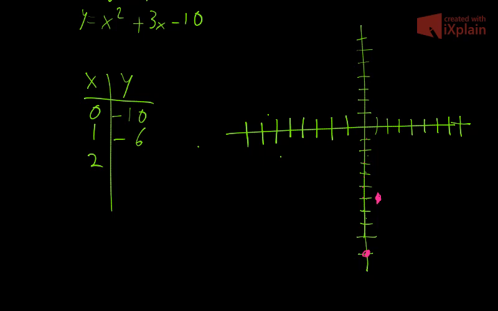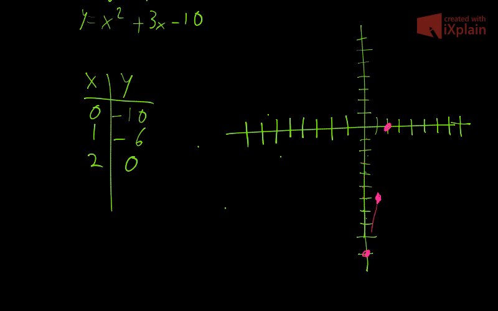2 squared is 4. 3 times 2 is 6. And 4 plus 6 is 10. So that's from here and here. And then I subtract my 10. 10 minus 10 is 0. Awesome. I get a 0. So I should be able to put that right here.